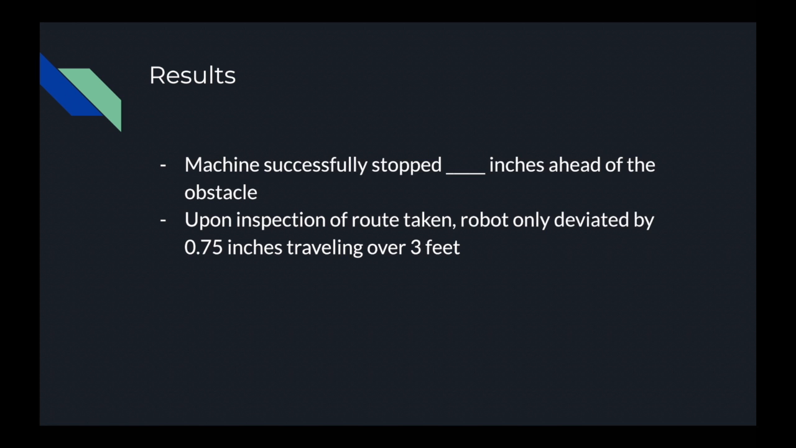After final testing had concluded, we determined that the machine stopped with 8 inches distance from the obstacle, and upon inspecting the route the robot took, it only deviated from the path by 0.75 inches after traveling over 3 feet. The following is a demonstration of the robot in action.